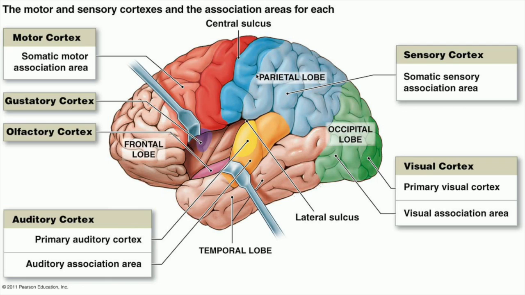And the sensory cortex is here. This is where that homunculus was made from. The sensory cortex receives information from touch receptors throughout the body. And then the somatic sensory association area allows us to recognize touch. In the back we have the primary visual cortex, which receives visual information. And the visual association area interprets visual information.